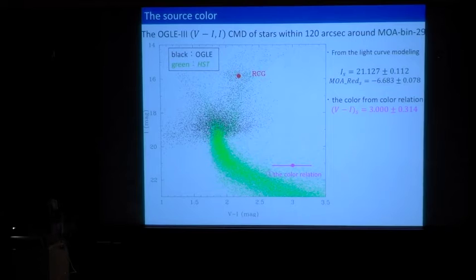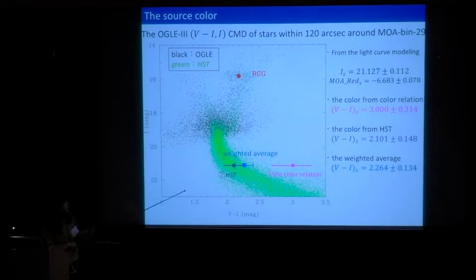Here is the OGLE CMD map. Black shows the stars of OGLE, and green shows the stars of HST. And pink shows the color from the color-color relation. It has a large error and is much redder than a main sequence star. And the purple shows the color from HST. Since the color from the color-color relation has a large error but is consistent with a main sequence star within 2 sigma, we take the weighted average of the 2 colors, and the blue shows the weighted average color.